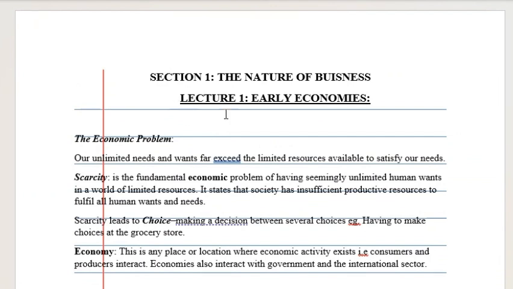And this is section one, the nature of business, early economics. This is all you need to know to have a basic understanding of what economics truly is.